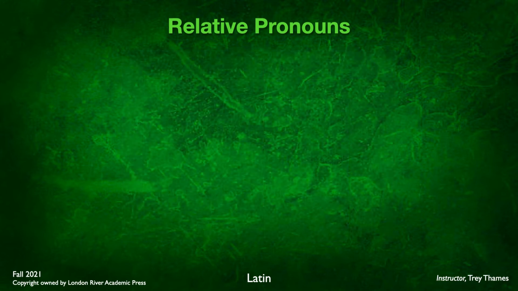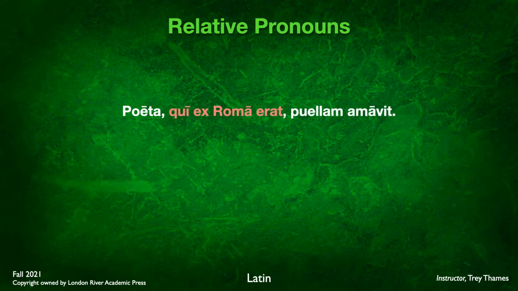Now, here's an example of a relative pronoun in use in a Latin sentence. We looked at a sentence a minute ago in English. The poet who was from Rome loved the girl. Well, we're going to put this into Latin. Poeta qui ex Roma erat puellam amavit.